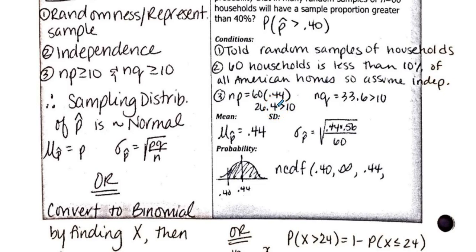26.4% of homes do own a dog. Not 26.4%, 26.4 homes own a dog, 33.6 own a dog. Here's our mean, here's our standard deviation. We shade above 40, and this is the value we plug in here. Then you can compute the probability. I think here you get like 0.733 or so.